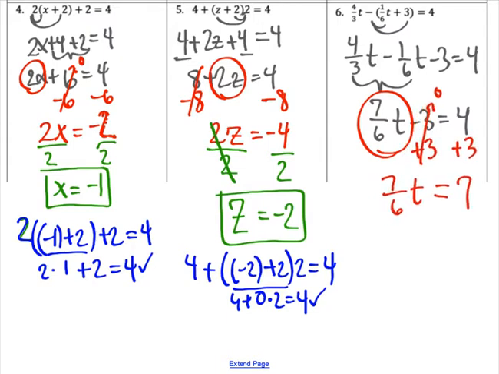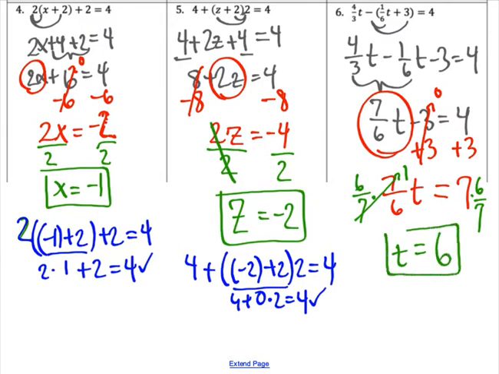Next, we need to make the coefficient of the variable term equal to 1. So 7/6, because it's a fraction, we'll use multiplication. And we multiply by the reciprocal, 6/7. And over here we do get the 1 that we're looking for. So t is now by itself. 7 times 6 is 42, divided by 7 is 6. So we get t equals 6 as our solution.